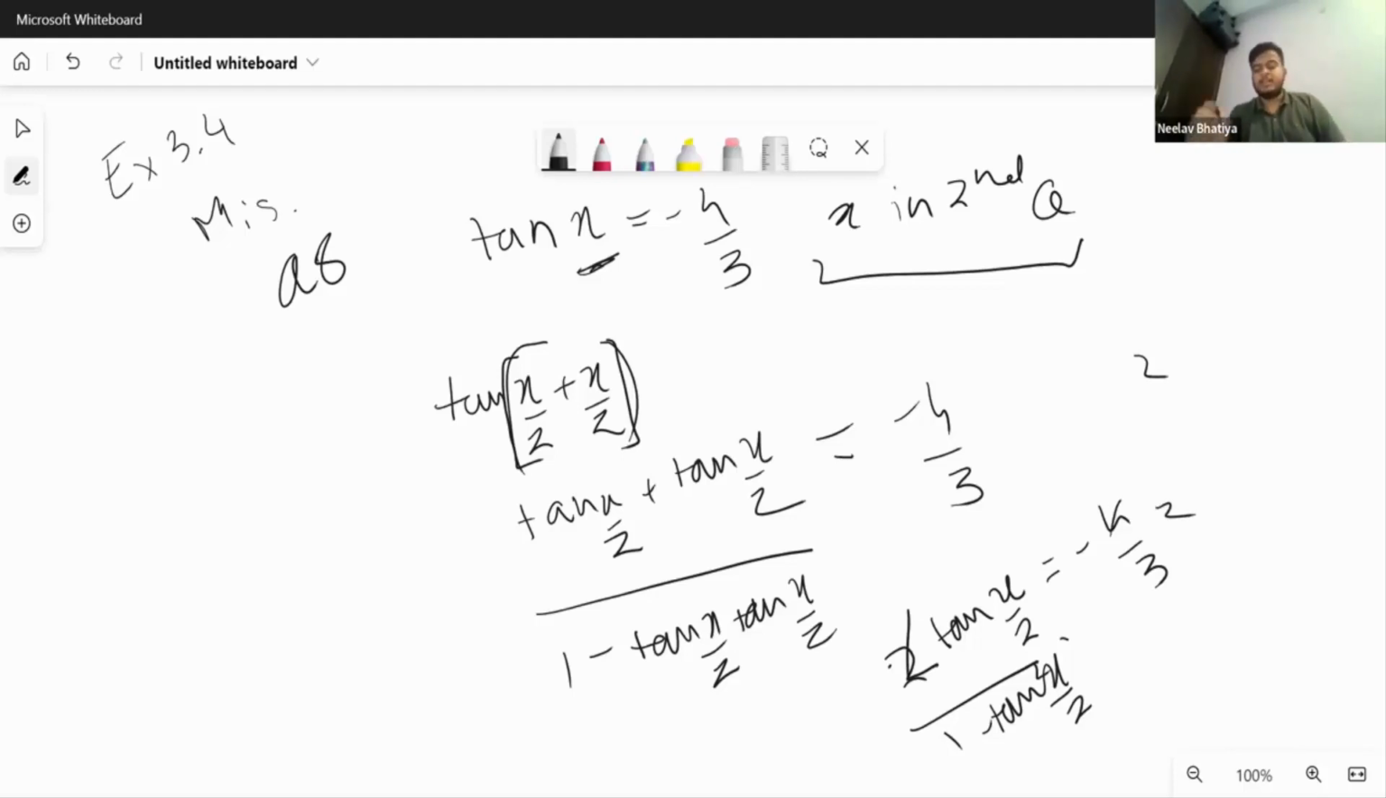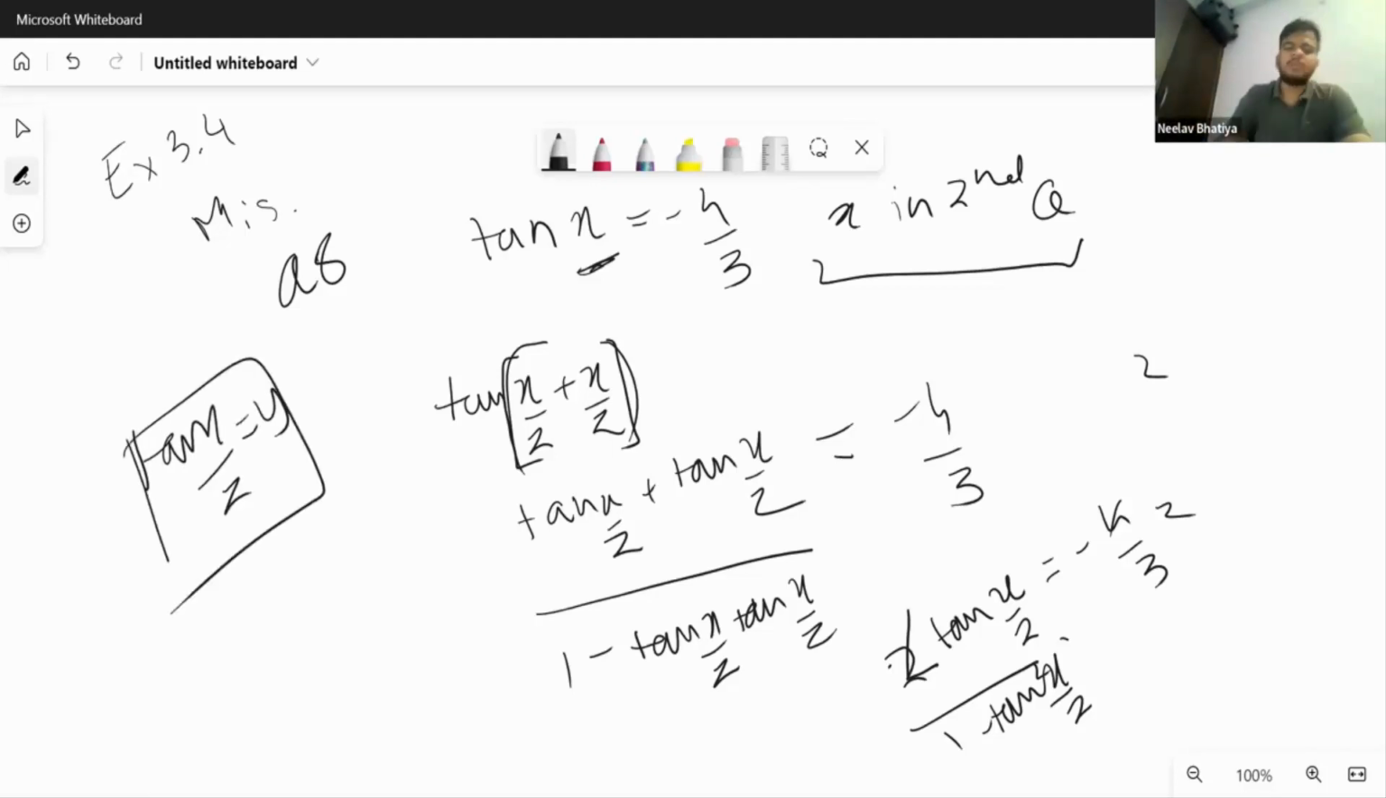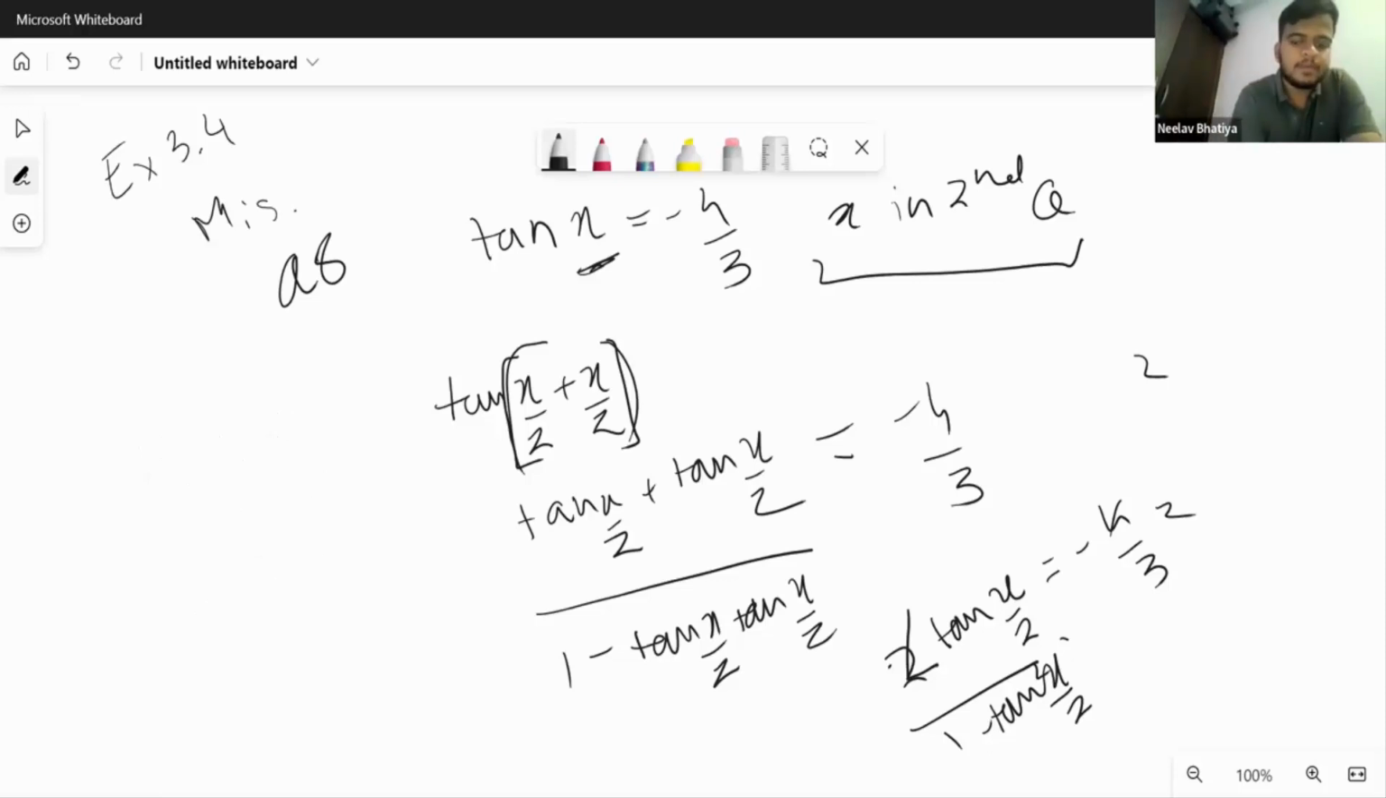What I'm left with is, now I'm going to start writing tan x by 2 as equal to y. Correct? I am going to assume that. Let us assume tan x by 2 is equal to y. Why do I assume that? I assume that because I'm going to solve a quadratic equation here. So that representation is going to help me solve it more quickly, right? Assuming that, you have y upon 1 minus y square equal to minus 2 by 3.